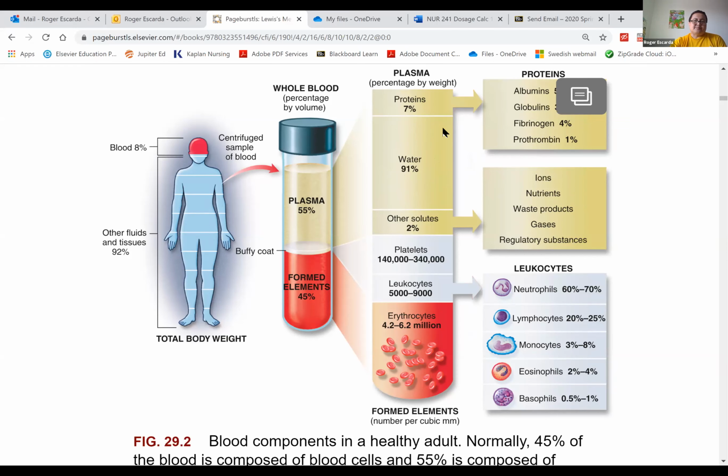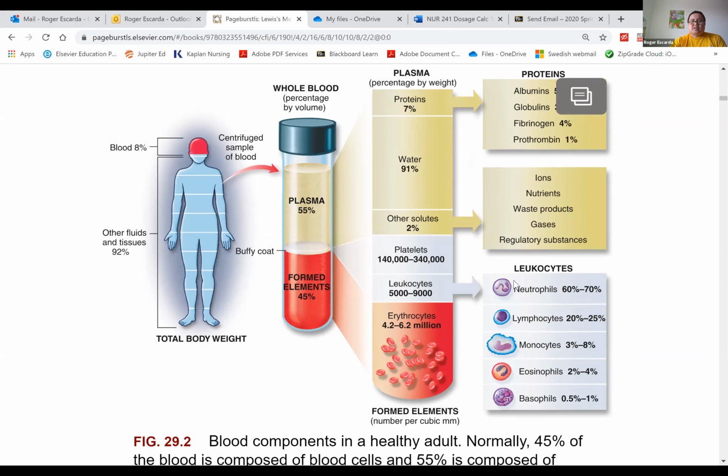The plasma commands a certain amount of water in it because of the osmotic pull of the albumin, of your proteins. So the proteins are mostly albumin.